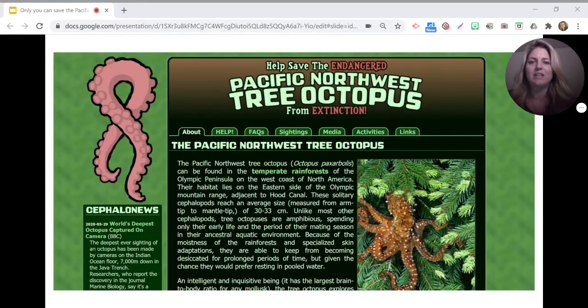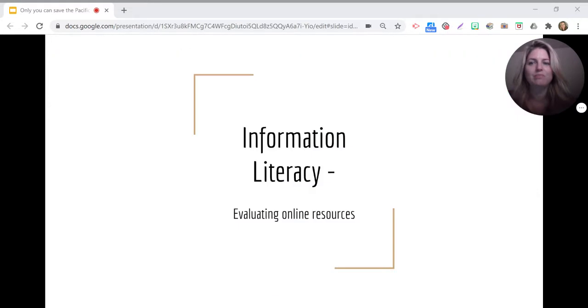Let's take a look at this website. The Pacific Northwest tree octopus needs your help. It is in great danger of going extinct. Will you help us save this poor animal? Oh, and by the way, this octopus is fake. What clues are present to help us recognize that this isn't a legitimate information source?